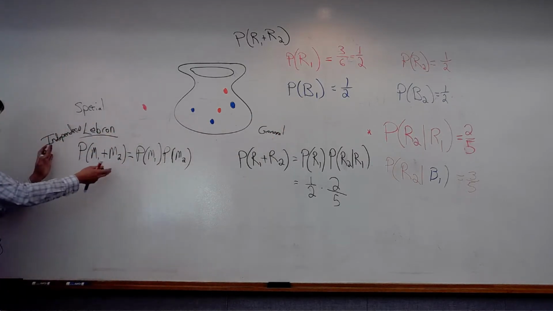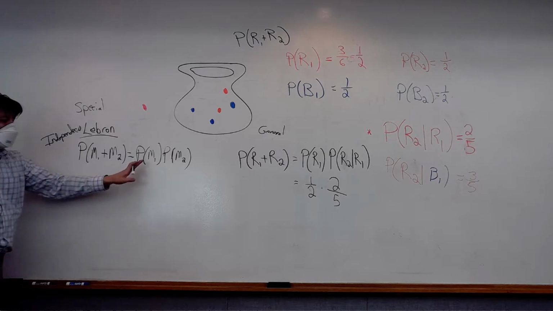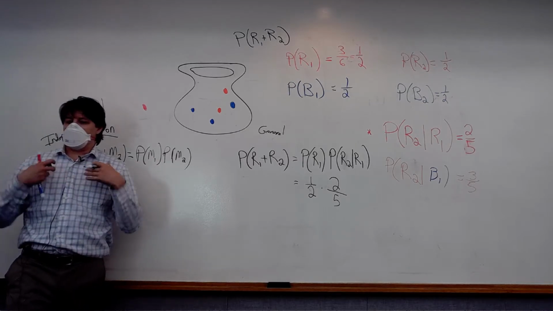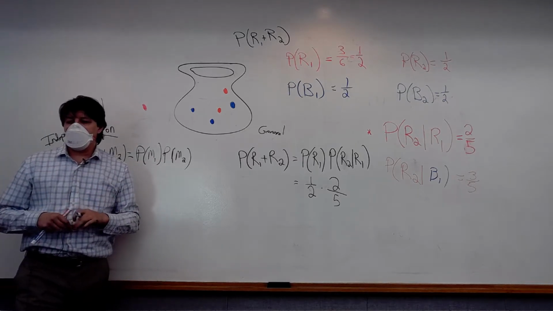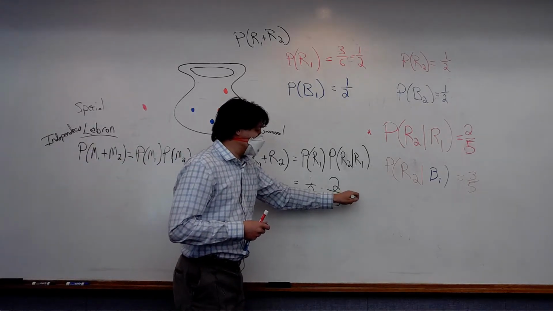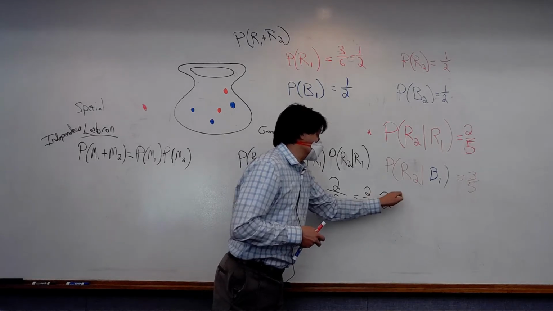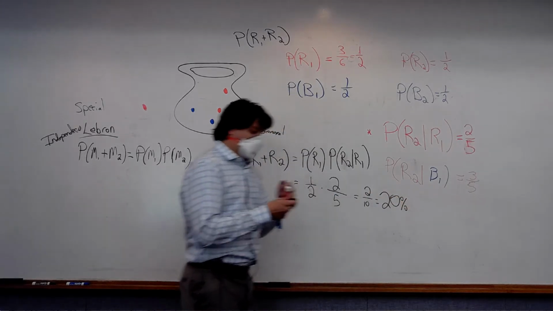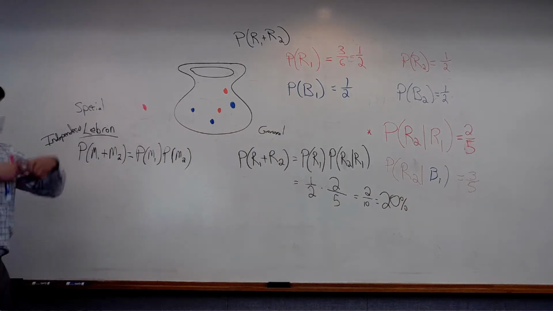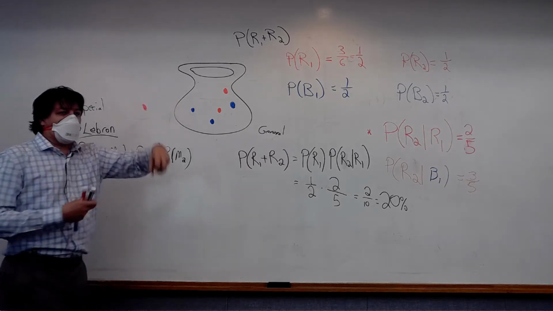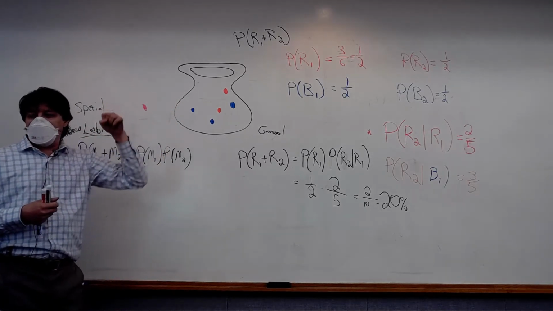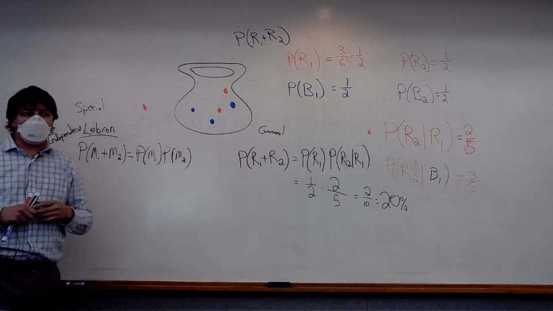If we accidentally use the special form, we would simply do 1/2 times 1/2, and we'd get a 25% chance. Here we do 1/2 times 2/5. What is that? 2/10 or 20%. Okay, so going into this, we now know that if we want to grab a red and then another red, we're going to do that 20% of the time.